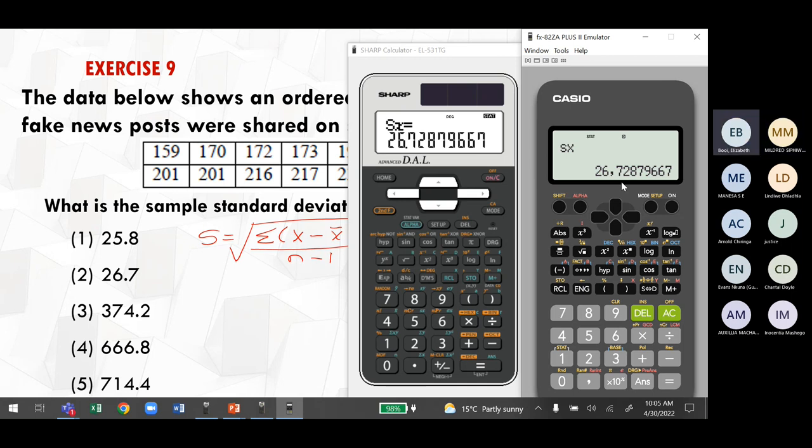Lizzie. So we don't have to round it off to 7.3, because on the Sharp it gives me 7.3. I'm on another calculator. It also gives 7.3, so you can round it off to 7.3. But as I look at the options that we have here, number 2 is the only option that we have, which is 26.7.